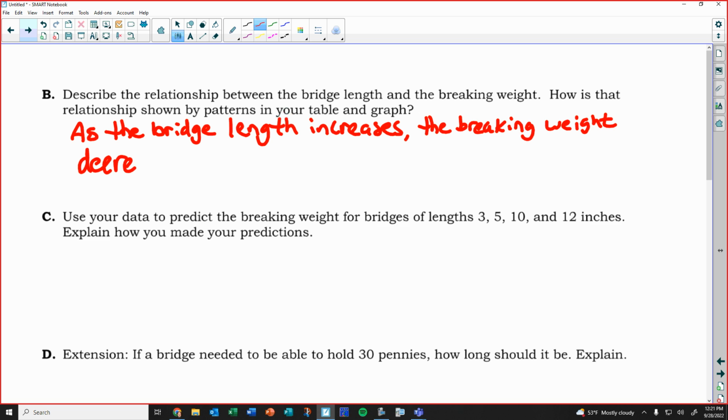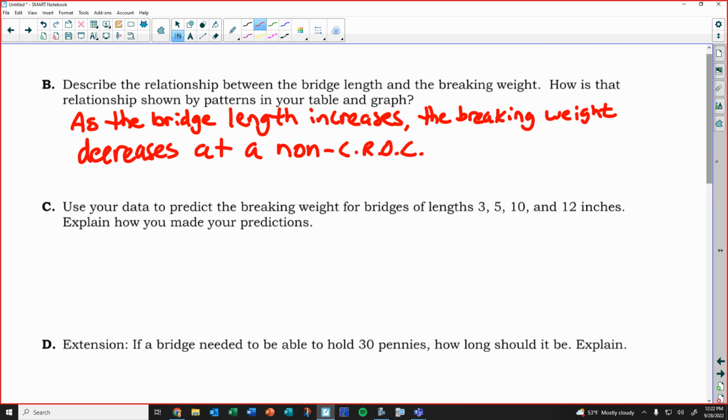Decreases. Now we're not done here. We still got to be able to figure out one thing. It decreases at a non-constant rate of change. So in this sentence right now, you just basically told somebody who was ever reading this that this model is not linear. If it was like yesterday, you would say at a constant rate of change, because everything yesterday was a constant rate of change, correct? Okay. So this part right here, you just told them that basically this was nonlinear.